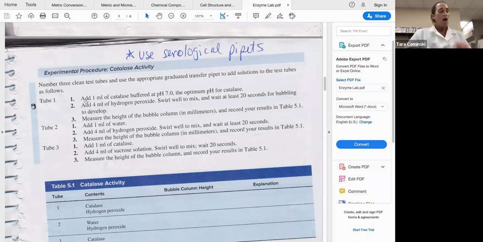All right, one other thing too, I will be using serological pipettes to do some of the measurements of the volumes, just so you know, because it's just another piece of lab.